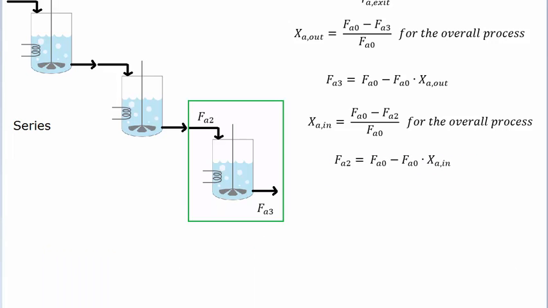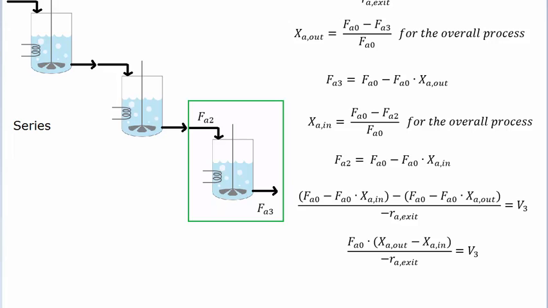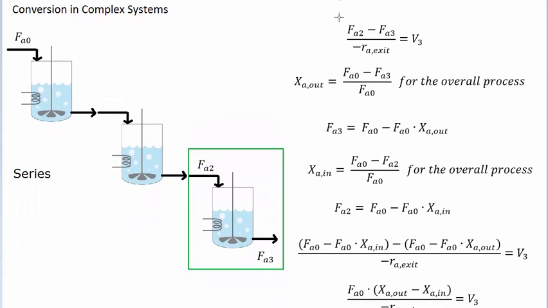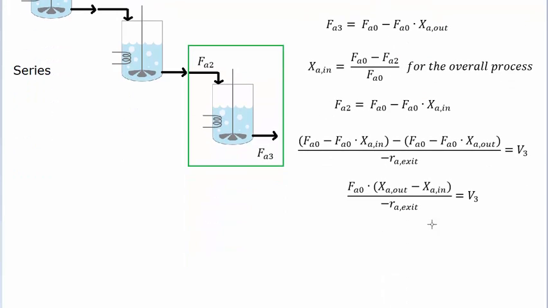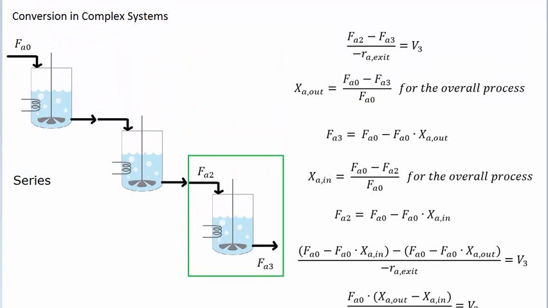Now, in doing all the algebra, it's going to look like sort of a mess. But we're going to sub both of these definitions back into this line here. What that tells us is that we could express the volume of the third reactor in terms of the conversion going out of this reactor and the conversion going into this reactor. Why do we care so much? Well, you're going to see momentarily.